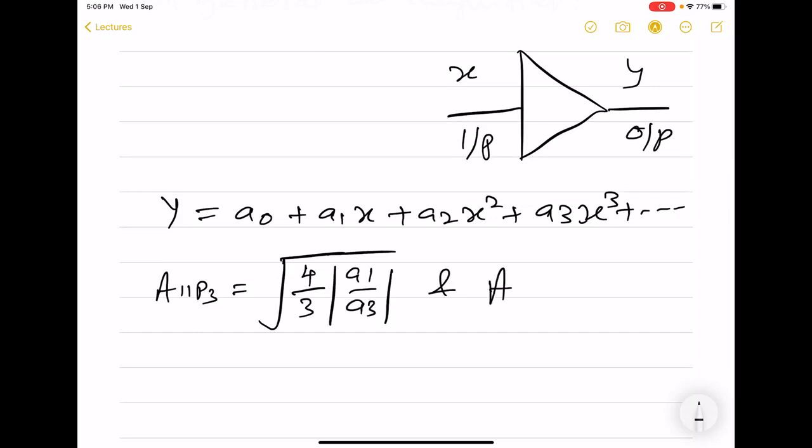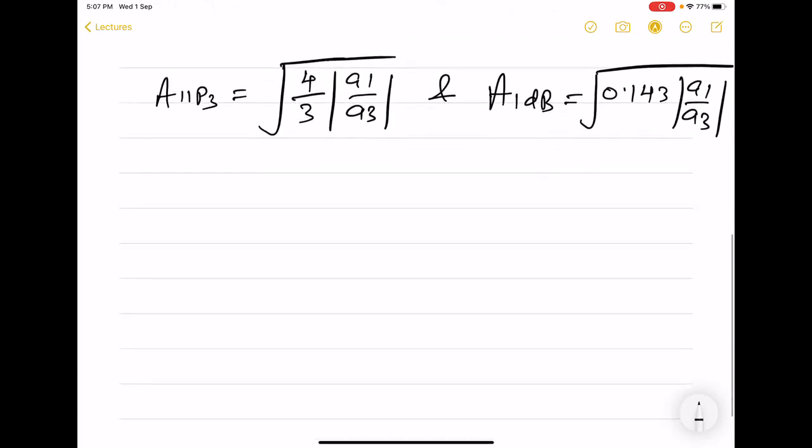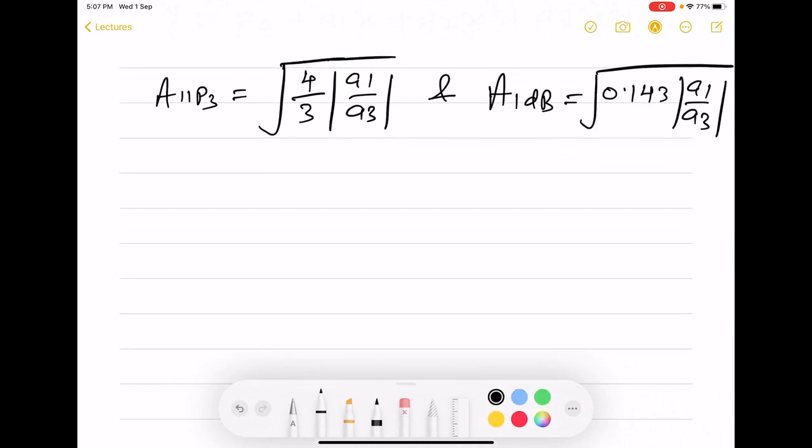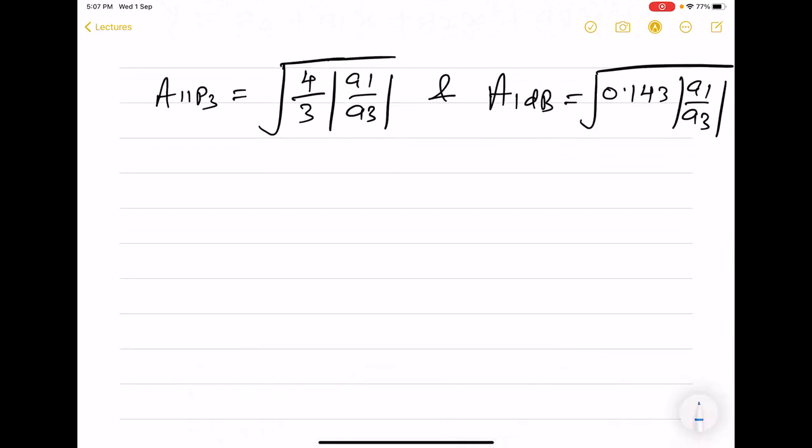And the amplitude of the input for the 1 dB gain compression point is given by this expression. So here again, we see that coefficients A1 and A3 appear. So if we have any amplifier, and we want to theoretically find out the AIIP3 or A1 dB, then we need to basically find out A1 and A3. So here we will see that there are actually two ways of finding these coefficients.